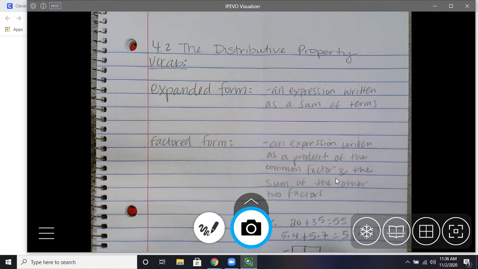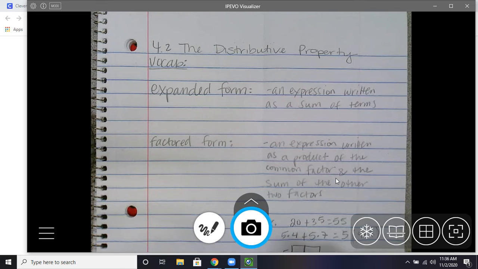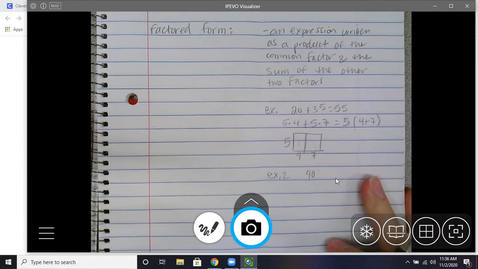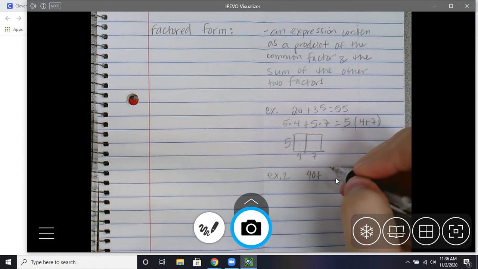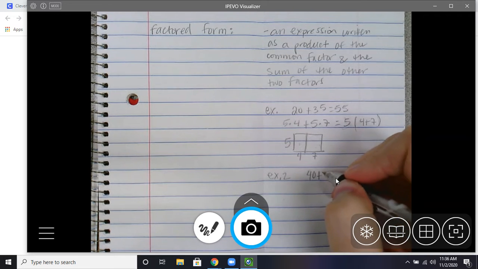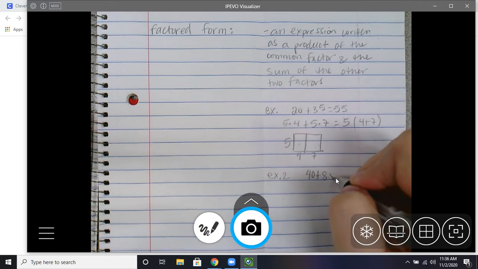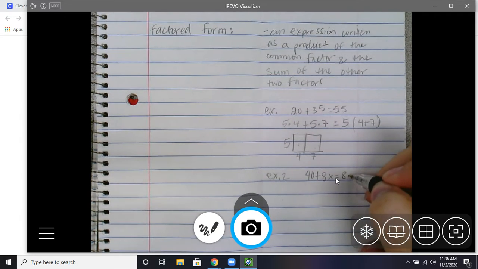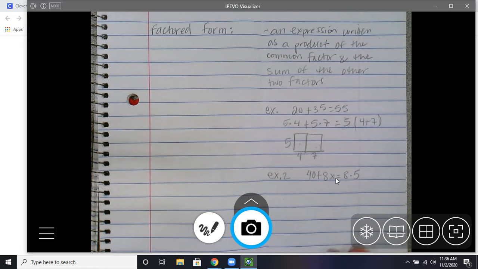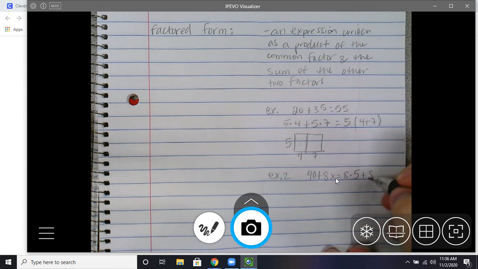And then they give you another example with variables, which I know scare you guys to death, but it's okay. So that one is 40. I'm doing this right out of the book, by the way, on page 81. 40 plus 8x, you can write that as 8 times 5 and 8 times x. 8 is the number that they have in common.